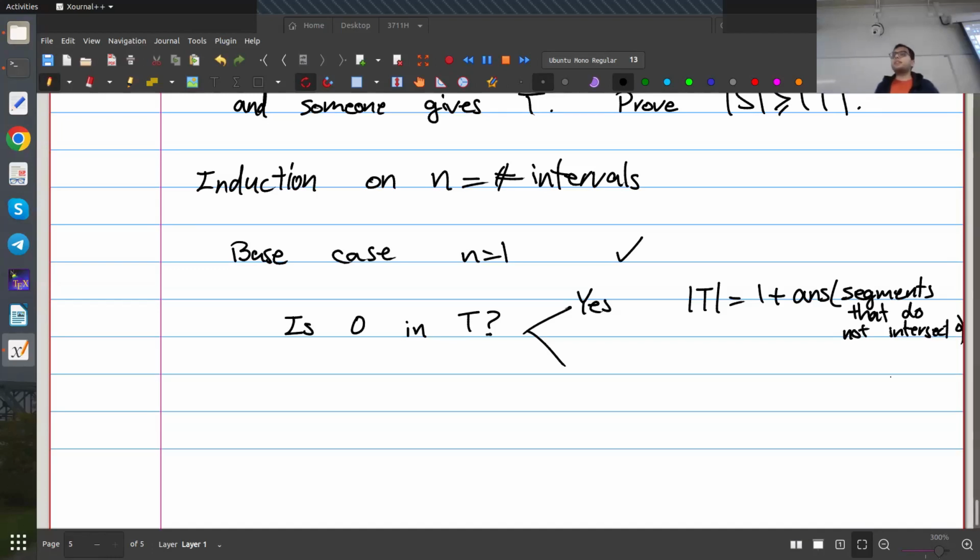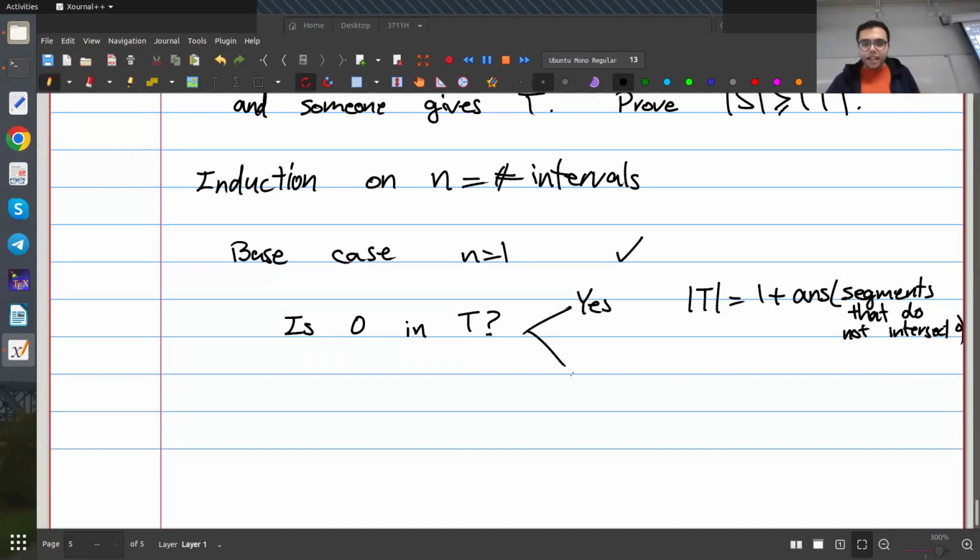But that's great because the size of my solution is also the same. My solution is also taking 0. And then it says I ignore all the segments that are intersecting with 0. And then in the rest of it, it finds the optimal answer by induction hypothesis. Right? So in this case, I'm happy.